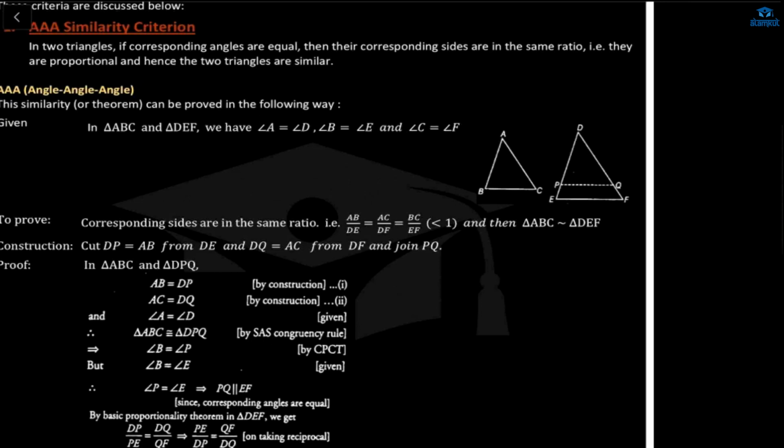Now what do we need to prove? We need to prove that the corresponding sides are in the same ratio. That means AB by DE is equal to AC by DF and is equal to BC by EF. We need to prove this, and if we prove this, that means both triangles are similar to each other. Now how can we do that?